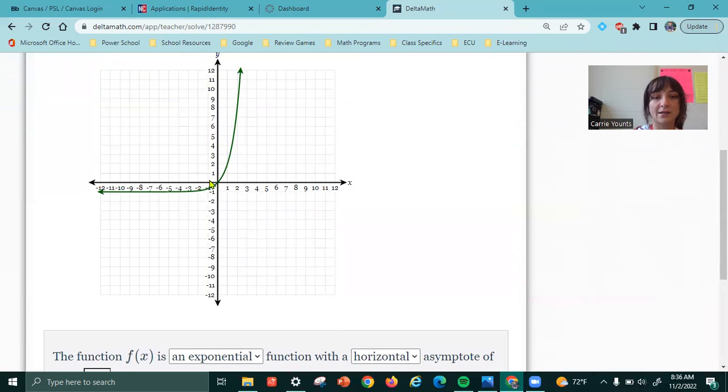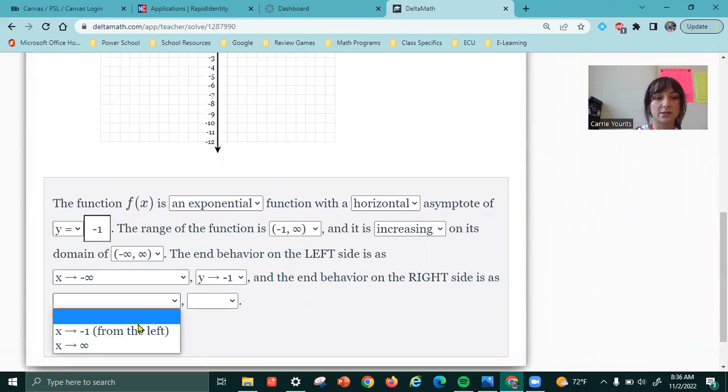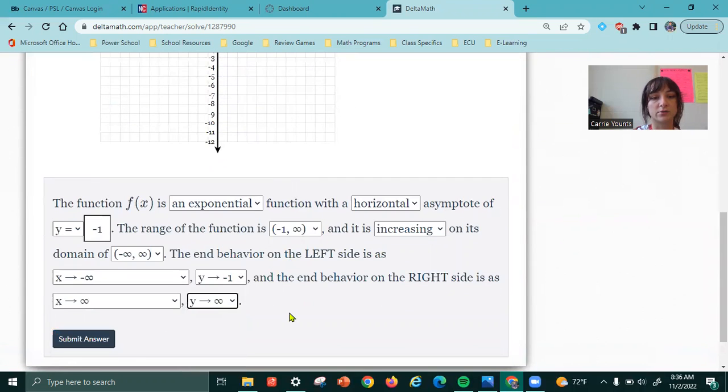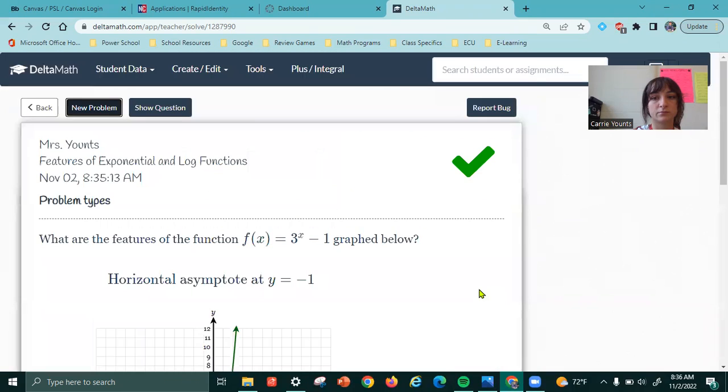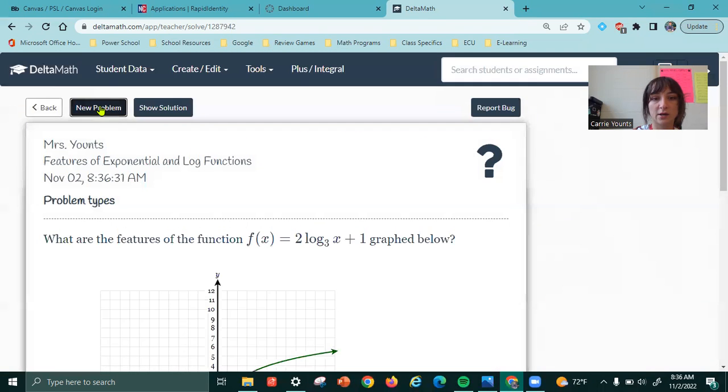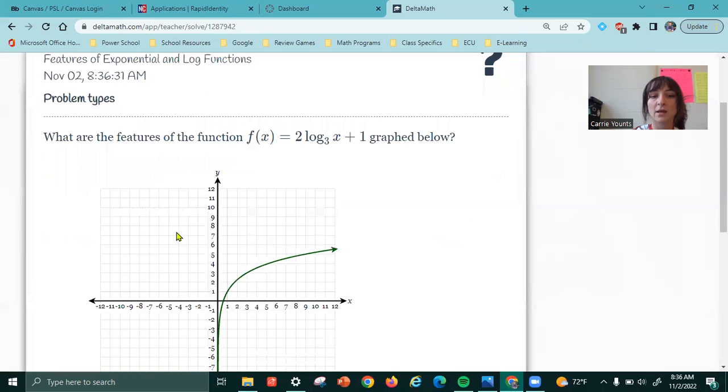And if I move to the right, as my x values get bigger, my y values also get bigger. So as x goes to infinity, y also goes to infinity. All right, let's do another one. Maybe try to get some logs in here.